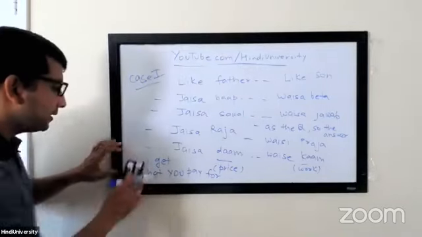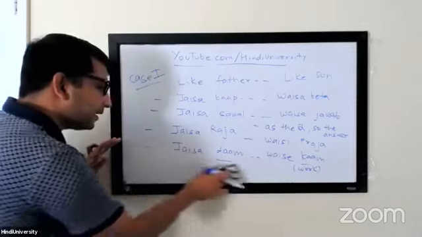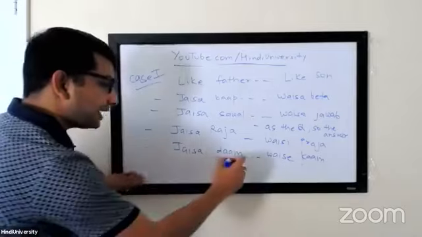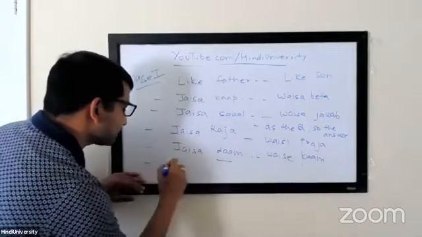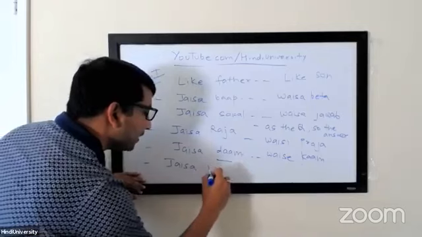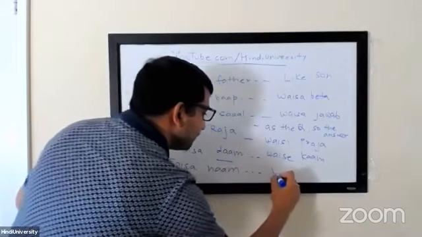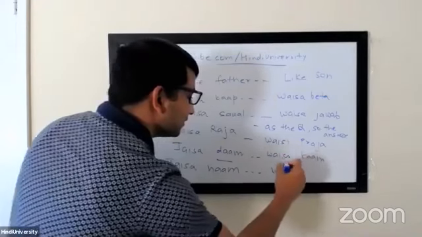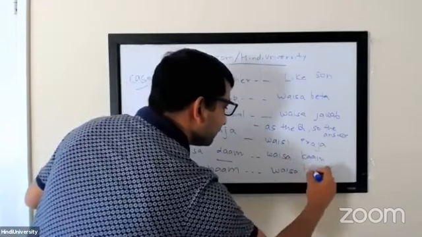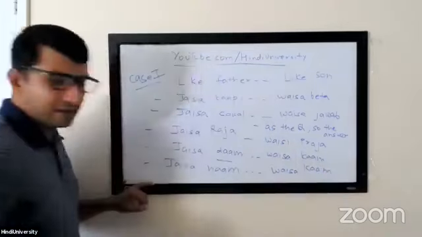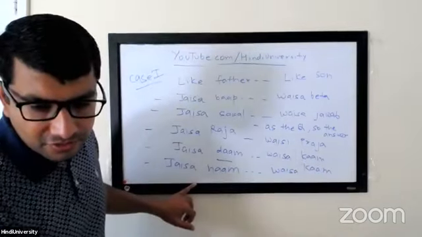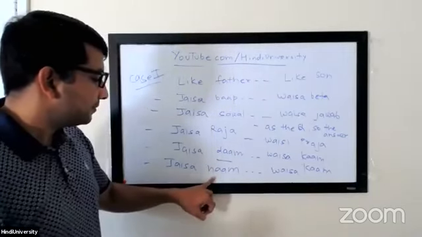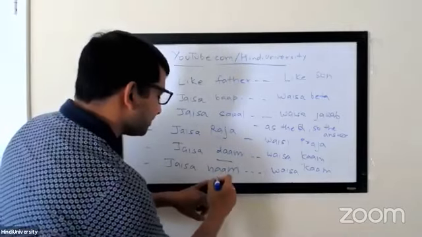Okay, next one is also an idiom. Jaisa naam vaisa kaam. Just like you have dam, the next one is Jaisa naam. Okay, sorry, this one is vaisa. I don't know why. Jaisa naam vaisa kaam. Who would like to tell this one? Sharmila ji? Jaisa naam vaisa kaam. What is naam here?